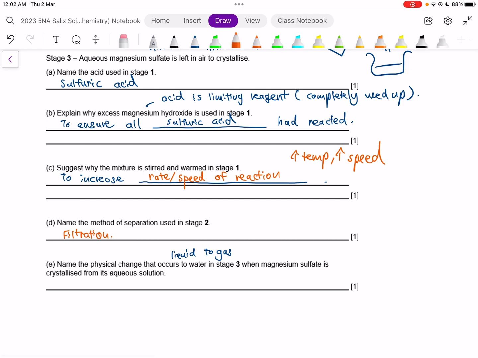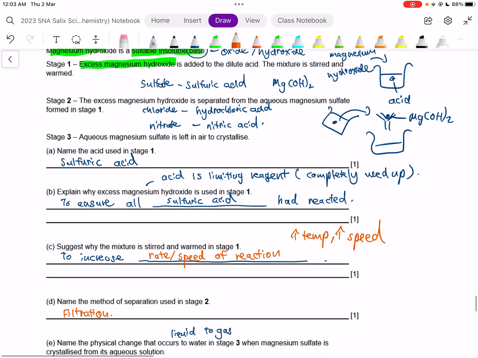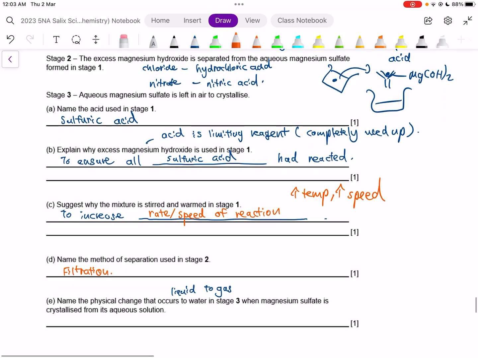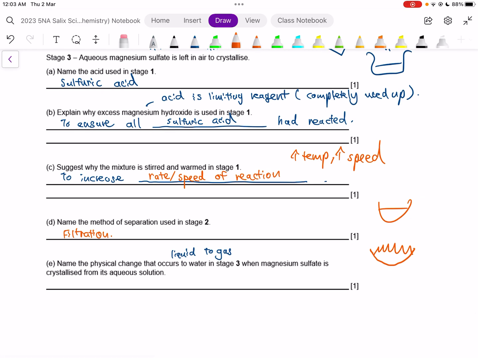Then name the physical change that occurs to water in stage 3 when magnesium sulfate is crystallized. You are just leaving it there, and the crystals form. Initially it is a solution, so liquid to gas. This is basically evaporation. Okay, done.